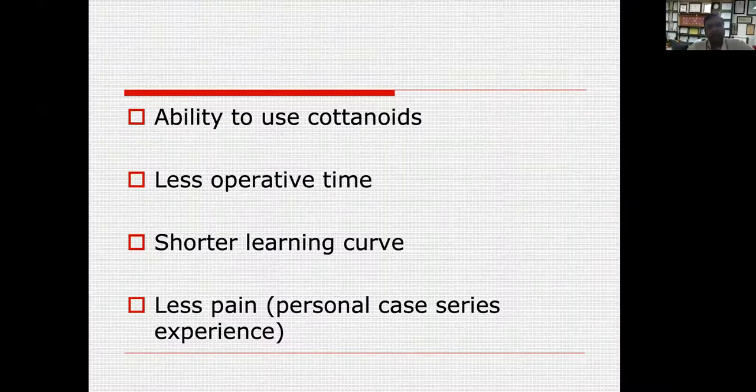Another advantage is that you can use cortenoids, which is not possible when you are using burrs. There is ample literature that it takes less operative time. The learning curve is quite short. As per the literature, you just need 15 cases to master this technique. We have also seen that whenever we take bone graft from the iliac crest using this ultrasonic bone scalpel, there is less pain. The theory is that it also destroys the nerve endings at the edges of the bone at the periosteum. So again, there is less pain. We have witnessed this in many of our cases.